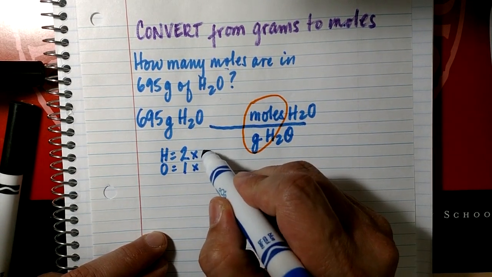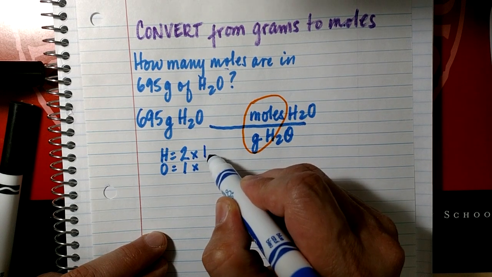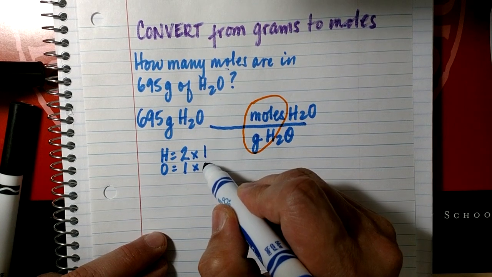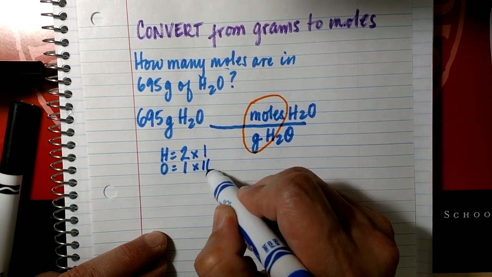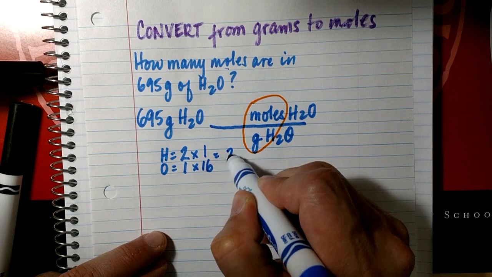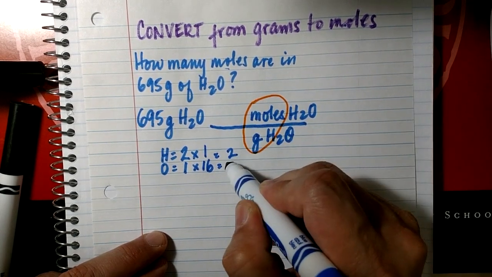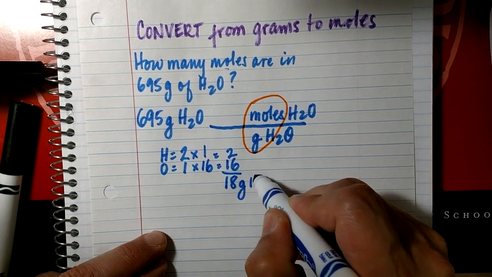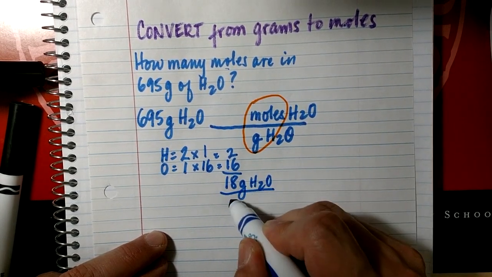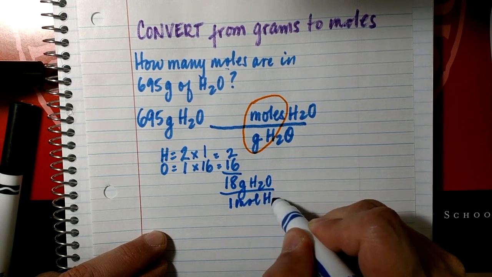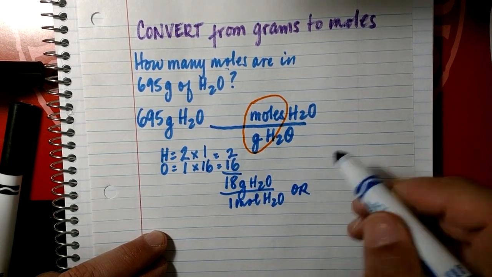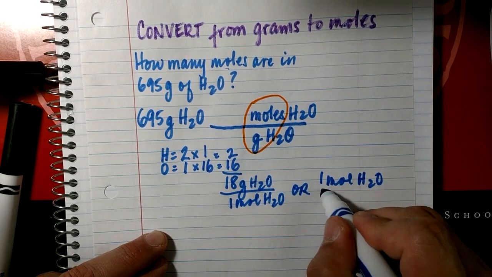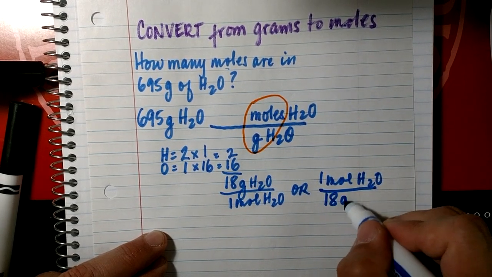The molar mass of hydrogen is 1 gram per mole. Remember, for our class, we are rounding to the singles digit. For oxygen, there are 16 grams per mole. And then we multiply that across. And then we see that the molar mass of water is that 18 grams of water is 1 mole of water. And remember, you can also write it this way: 1 mole of water is 18 grams of water.